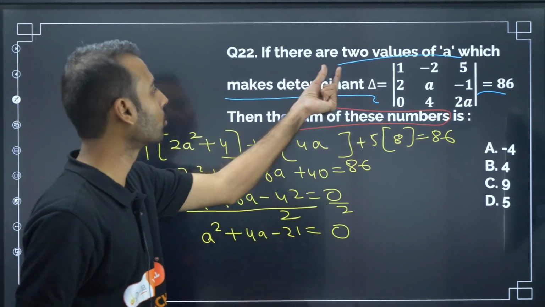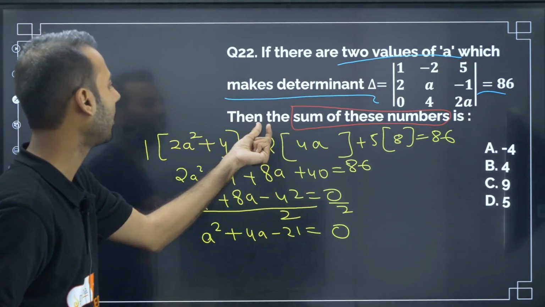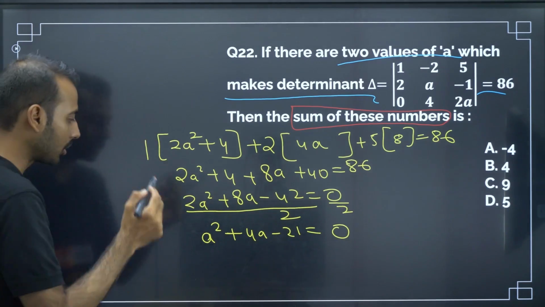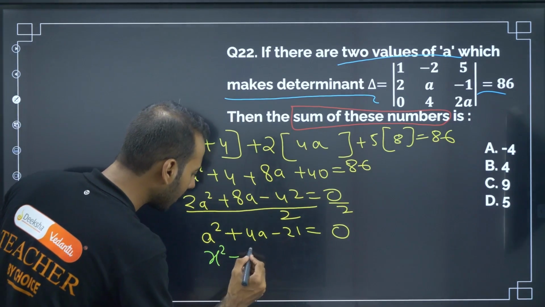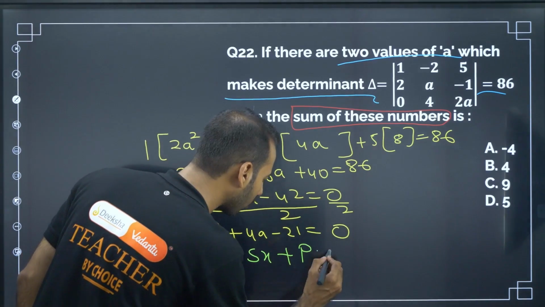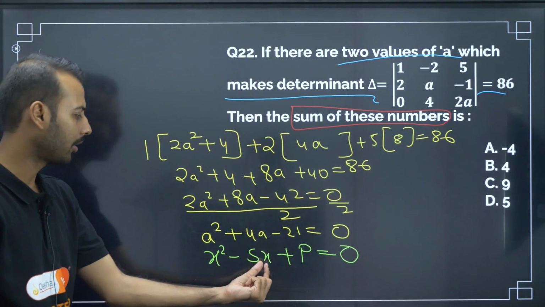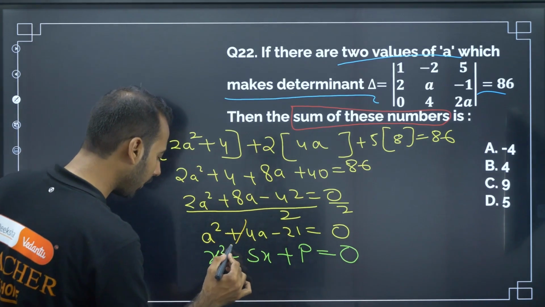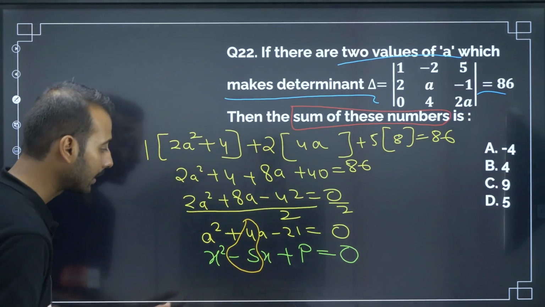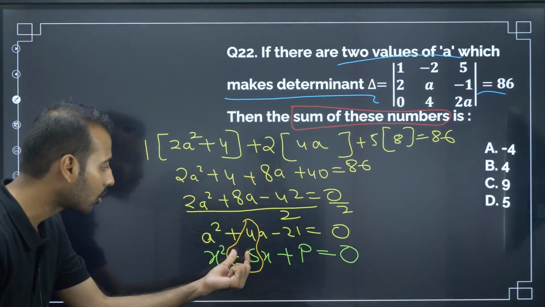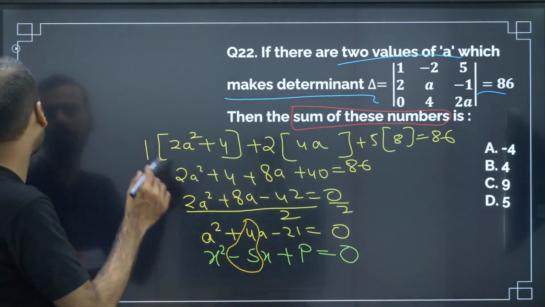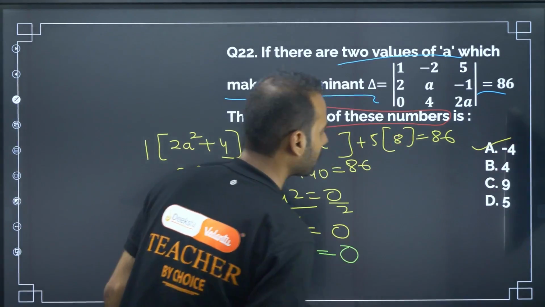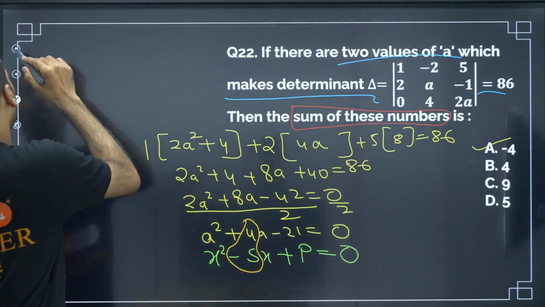There are two values of A which makes the determinant, then the sum of these numbers is. Now try to recall one quadratic equation point, x square minus sx plus p is equal to 0. Standard equation of quadratic, we write it like this. Now from there if you compare, s is the sum, minus of sum is 4, that means sum is minus 4. So minus 4 is the answer for this. Moving on to next question.